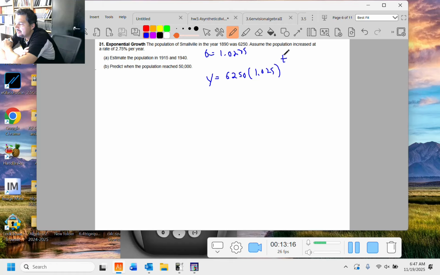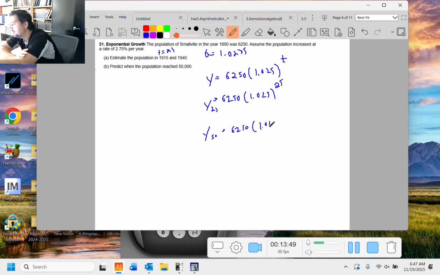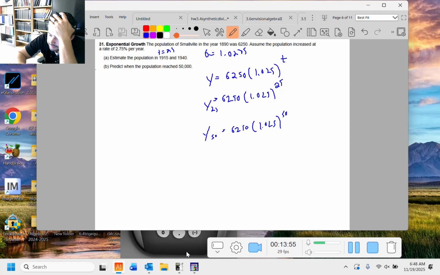Now, estimate the population 1915 and 1940. 1915 is going to be what, 25 years after the initial amount? So the time is 25. So y would be 6,250 times 1.025 raised to the 25th power. And 1940 was 50 years. So this would be y of what? Y of 50 would be 6,250 times 1.025 to the 50th power. And then you push the buttons.